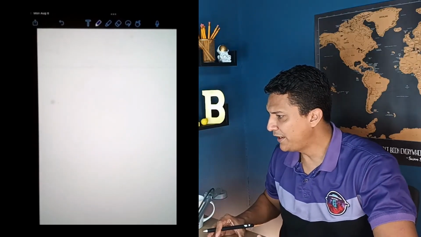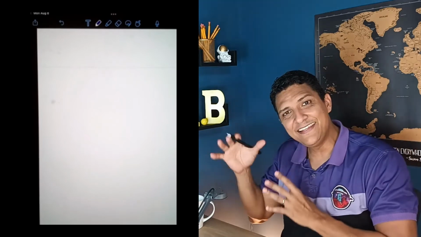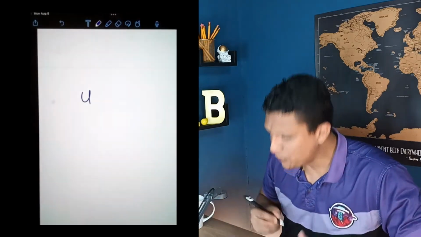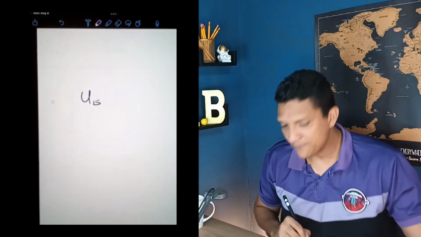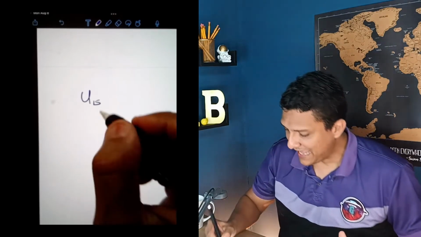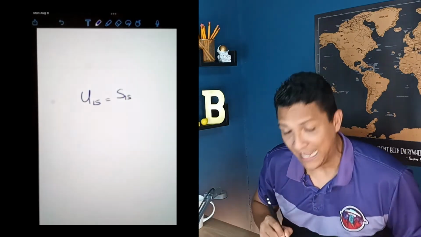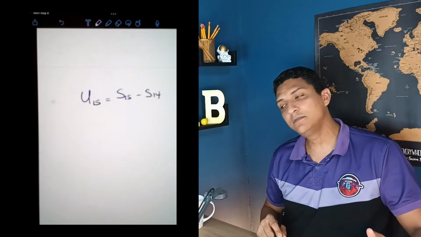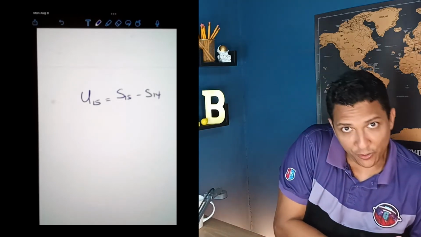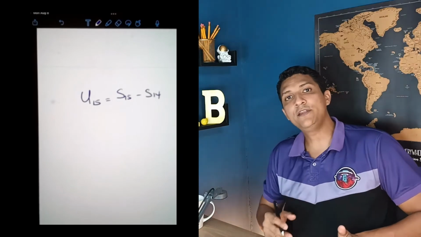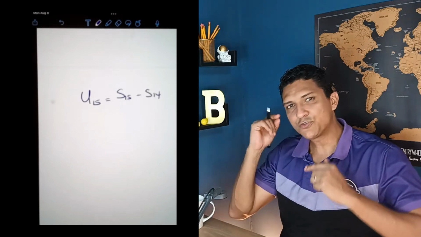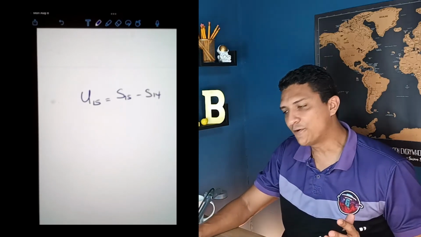I want to clarify that idea because I think it is very important. For example, suppose that I want to find u15. If I want to find u15 and I have s15 and s14, I only need to subtract them. In other words, u15 is going to be equal to the sum until the 15th term minus the sum until the 14th term. That is basically the idea. So try to get this concept and let's see the first example.